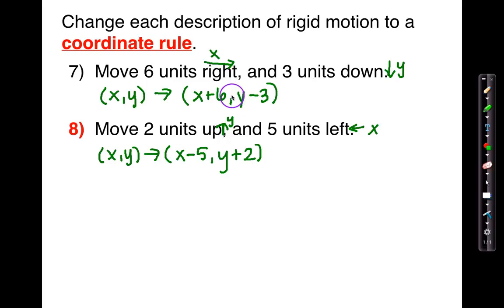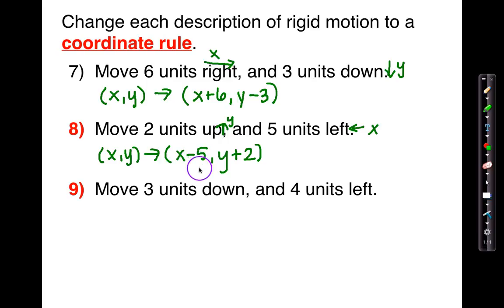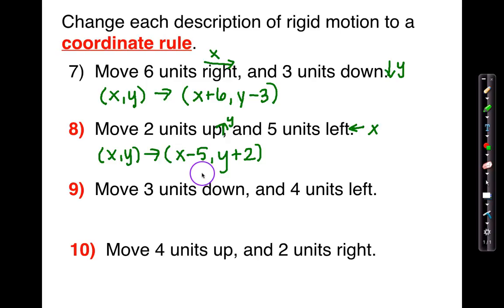So notice here the trickiest part is recognizing, hey, the order in which they gave the information doesn't necessarily match up with the order that you're going to write it. So here they said 2 units up, but that was written for the y's, and 5 units to the left was written for the x's. So please be very careful. So at this point, go ahead and try numbers 9 and 10 by yourself.